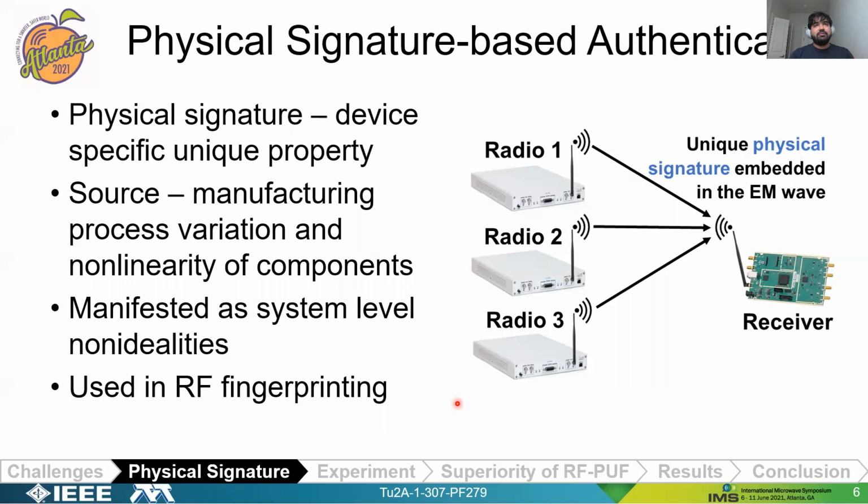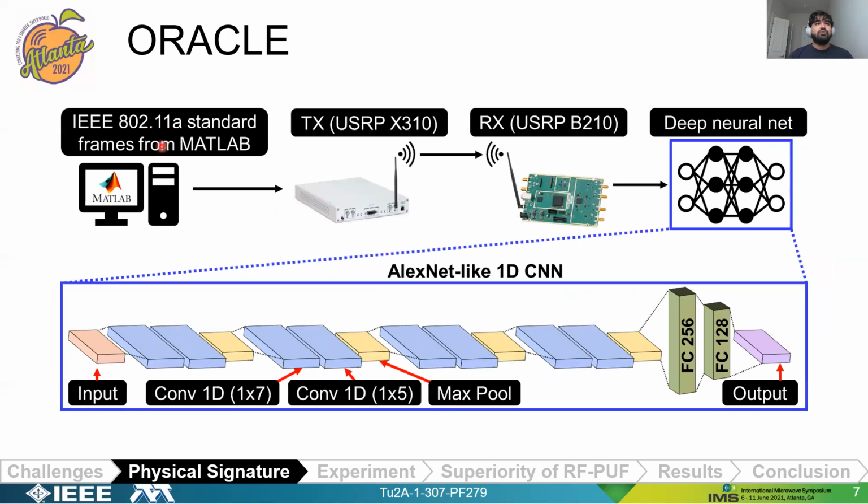There are several RF fingerprint-based device authentication methods. We'll primarily talk about two methods here: the deep neural network or CNN-based Oracle method, and then the RF-PUF method. So let's talk about Oracle first. This is the whole diagram of how Oracle works. IEEE 802.11a standard frames are generated from MATLAB. They're fed into a transmitter, which is a USRP X310 radio, and then that data is received by a receiver, which is a USRP B210 module.